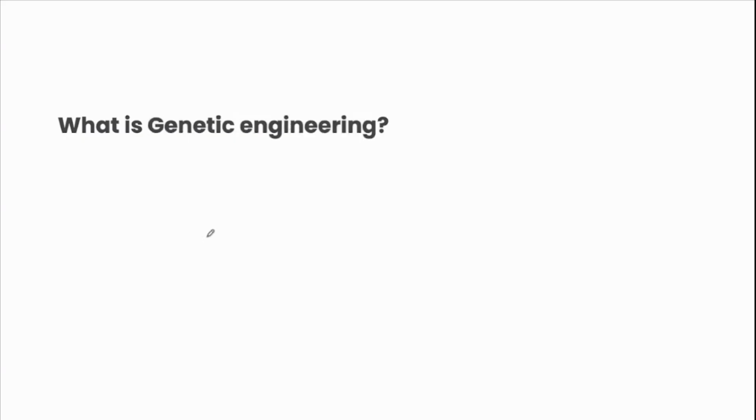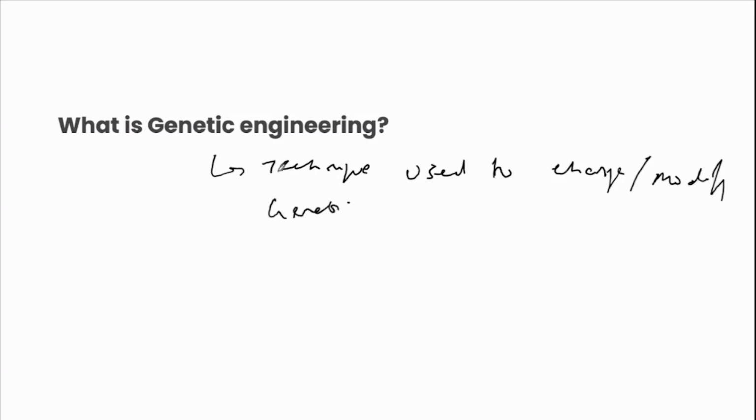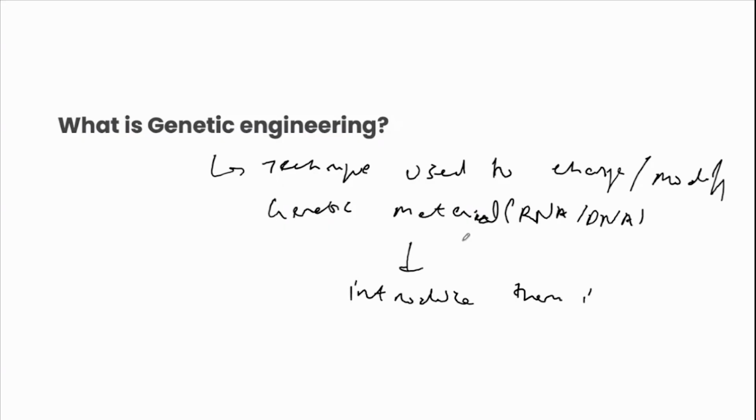Moving on, what is genetic engineering? Again, it is a technique. Genetic engineering is a technique used to change or modify genetic material, such as RNA or DNA, to introduce them into the host. So genetic engineering is basically a manipulation of the genetic material, of the gene itself. Basically, it is a technique used to change or modify the genetic material in order to introduce them into the host and get our desired product.